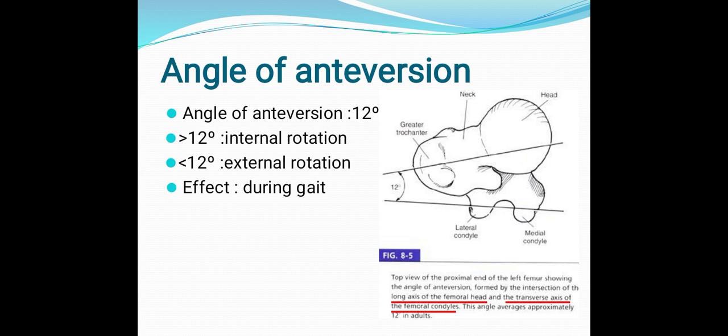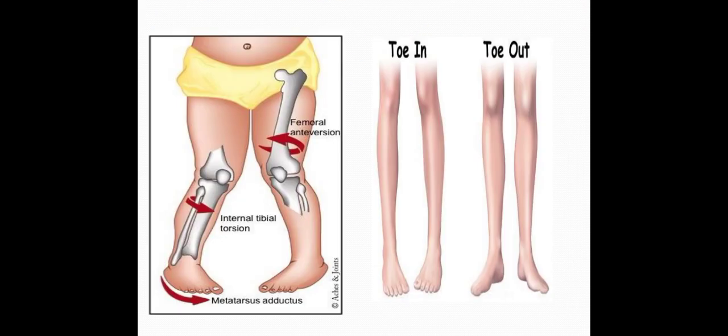If the angle is less than 12 degrees, then it means that the head of the femur is backward or in retroversion, or the legs are toeing out. This abnormal angle increases stress on the hip joint and affects gait. This shows toe in and out during anteversion and retroversion.